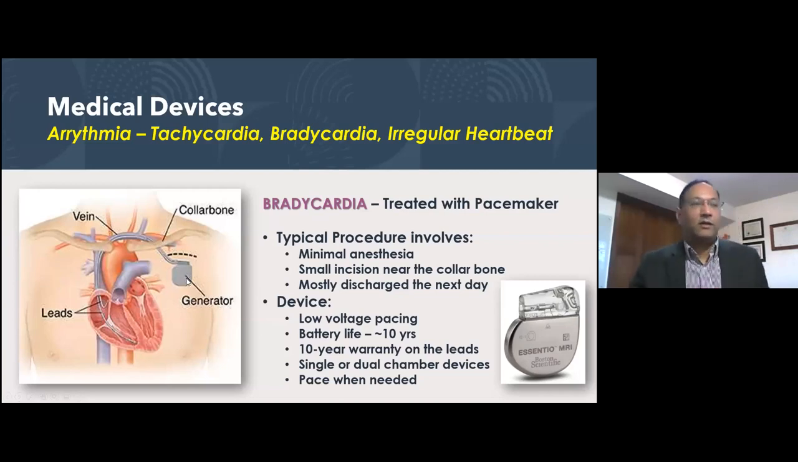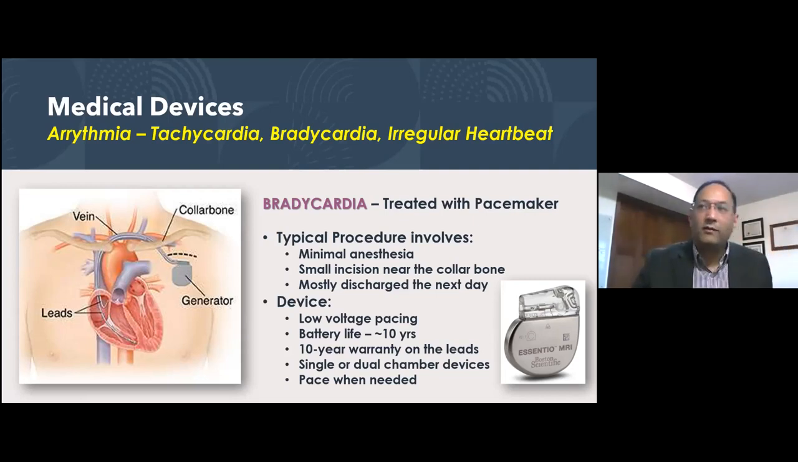So there's a generator which is actually implanted. They make a cut around the collarbone, make a pocket, put it inside, and there are leads, which are the wires that go from these pacemakers into the heart. Now, these leads are working on the right side of the heart. As you may know, the blood from the right side of the heart goes to the lungs. So it is relatively safer to work on the right side than the left side of the heart, because the left side is pure blood coming back from the lungs and going to the different parts of the body.